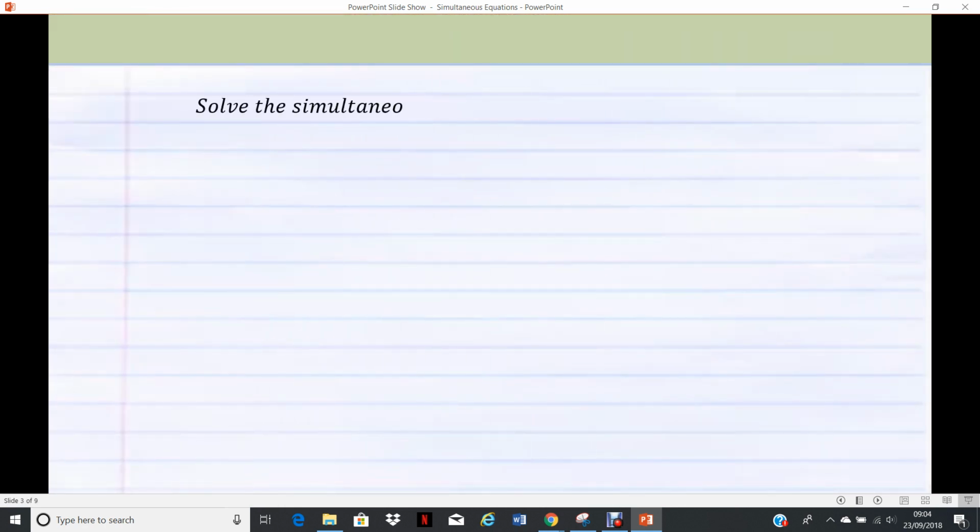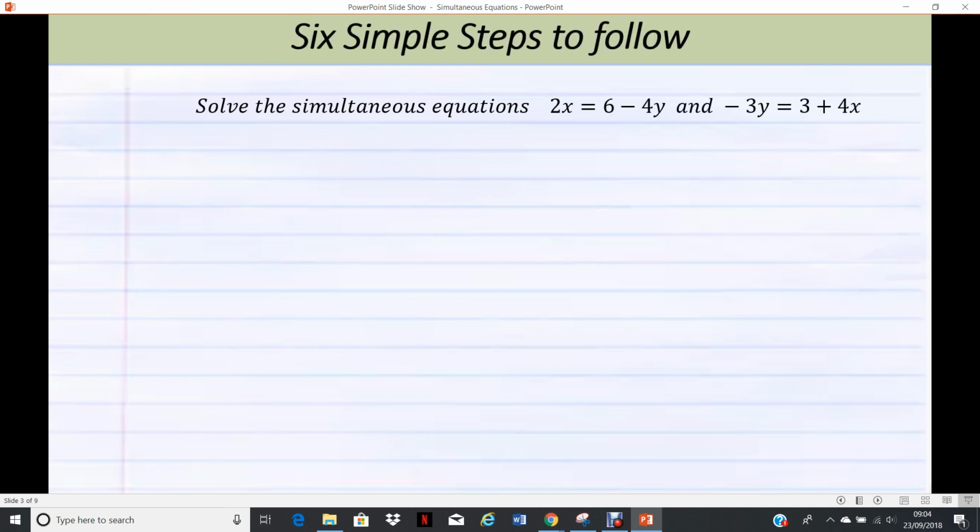Let's consider the following simultaneous equation. There are 6 simple steps to follow when solving these sorts of equations. These are linear simultaneous equations, so they only involve x's and y's.